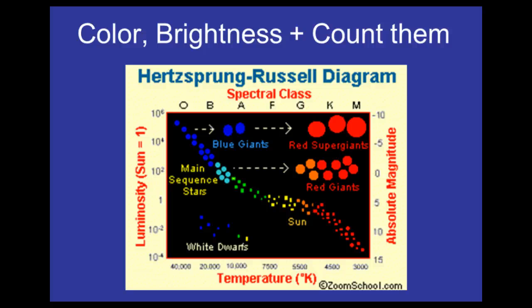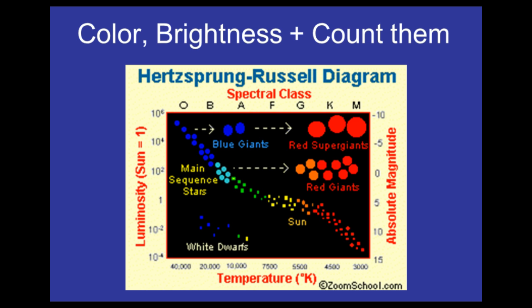Okay, question 2. Now how about the hottest stars? Where are they located? So write that answer in your notes. Now you can clearly see that the hottest stars, or the blue stars, are located on the left side of the diagram.